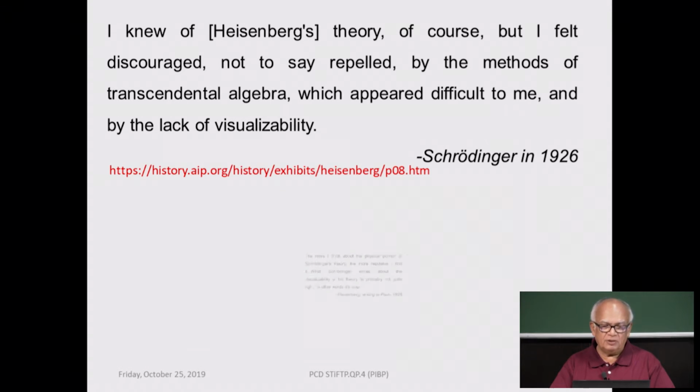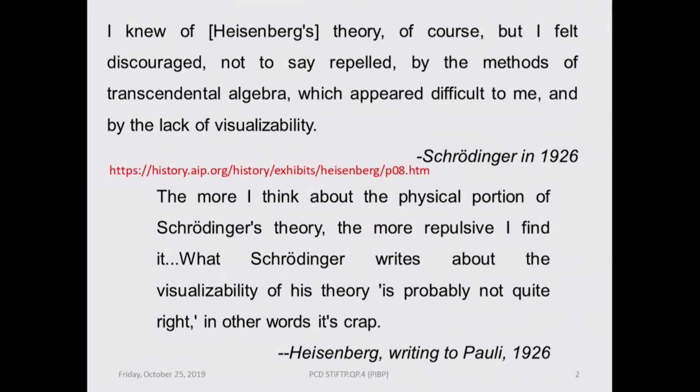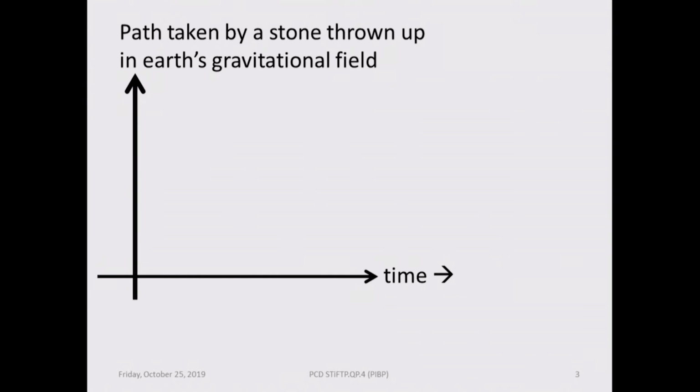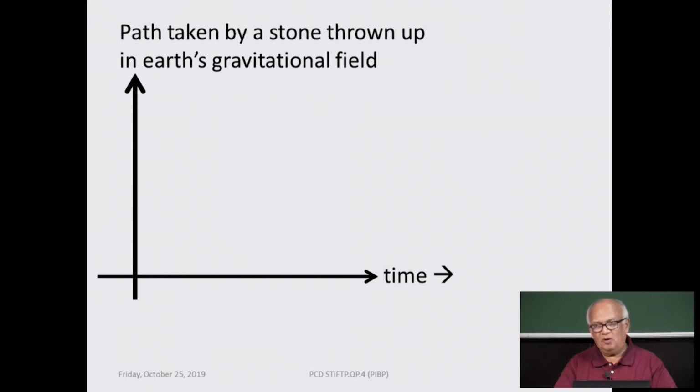And Heisenberg responded to this: "The more I think about the physical portion of Schrödinger's theory, the more repulsive I find it. What Schrödinger writes about visualizability of his theory is probably not quite right. In other words, it is crap." So they were both quite critical of each other's approach, and Feynman came up with a different approach, which is again equivalent to the previous two. So all the three approaches, formalisms, are completely equivalent to each other.